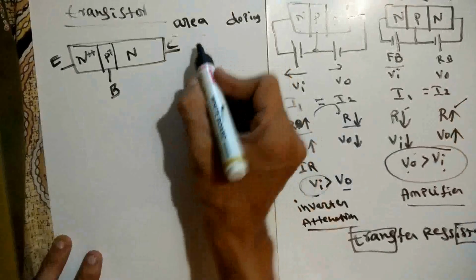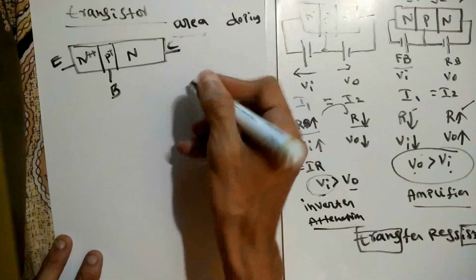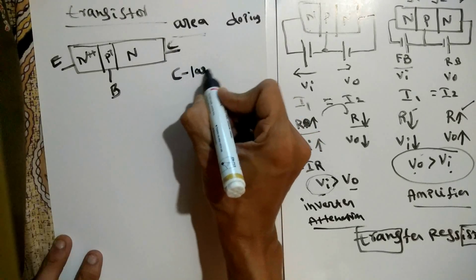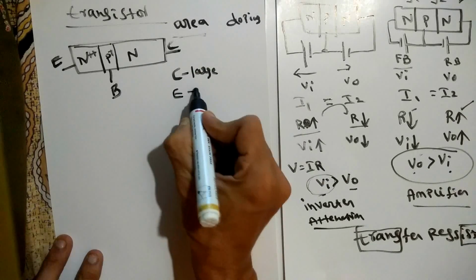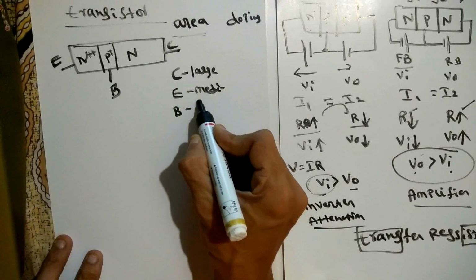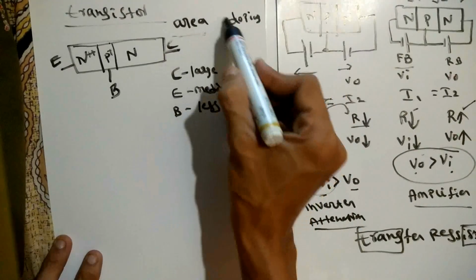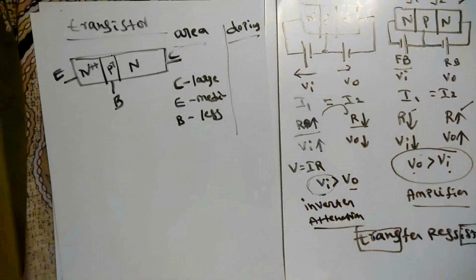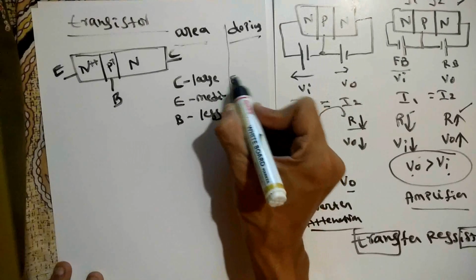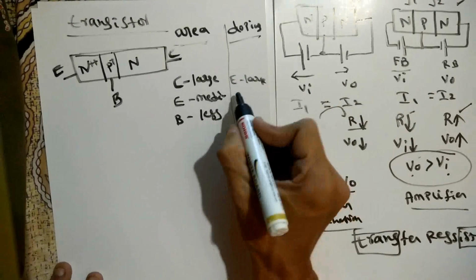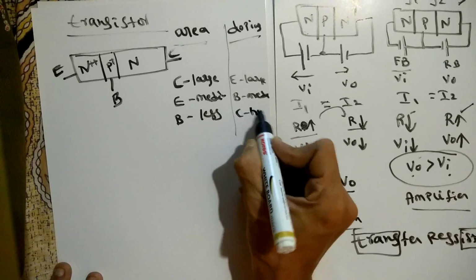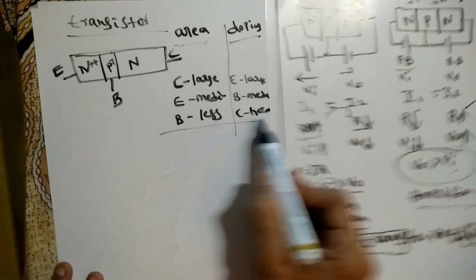In this condition, always remember, if you are going with the area, the collector is always very high, we can call it large, the emitter is medium, and the last one, the base, is very low or less. Similarly for doping. Doping means the external impurity we are adding to the N type or P type. For the emitter it is very large, for the base it is medium, and for the collector it is less or normal. So we have to remember this condition for the transistor.